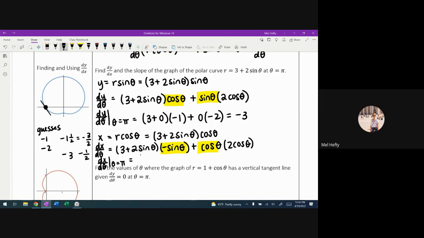All right, what did we say sine of pi was? 0. What did we say cosine of pi was? Negative 1. So this whole thing is 2. All right, now, have we answered the question? No. So for dy dx, we're going to take dy d theta, which was -3, and divide by dx d theta, which was 2.